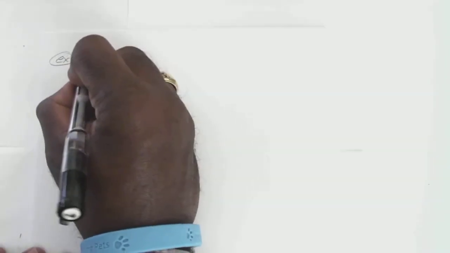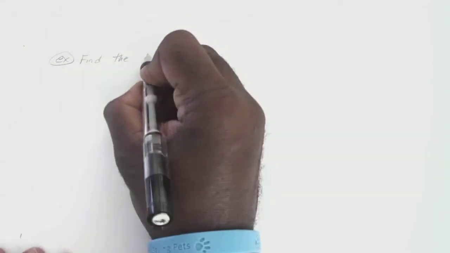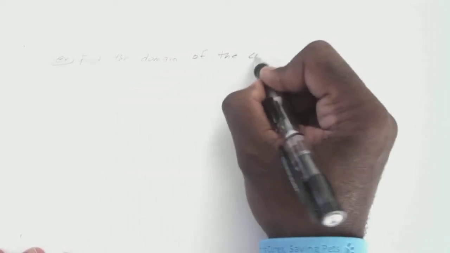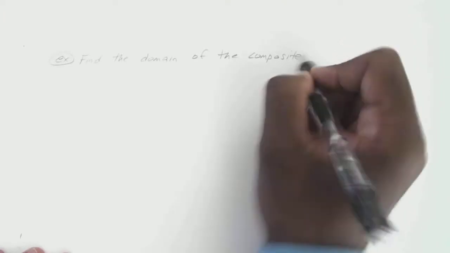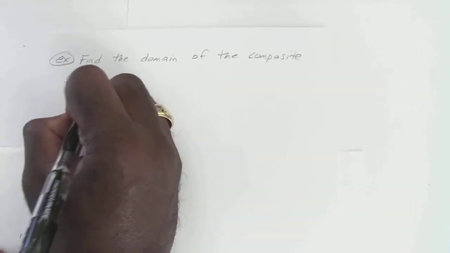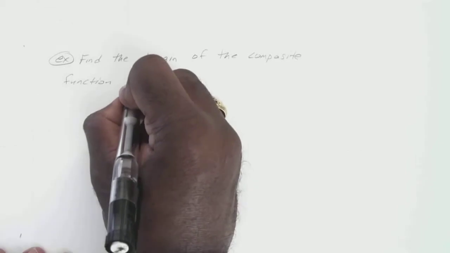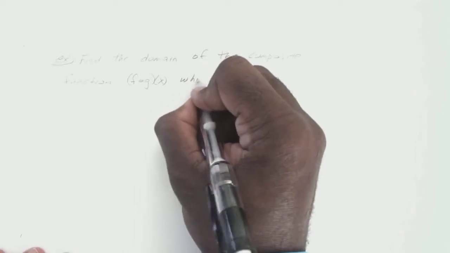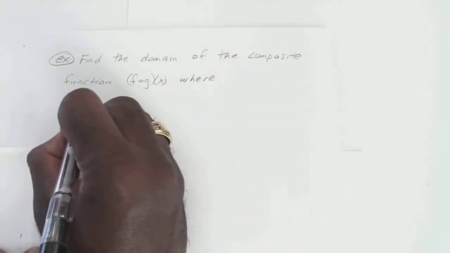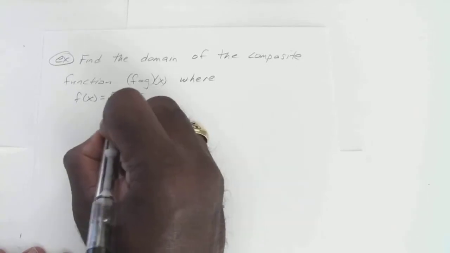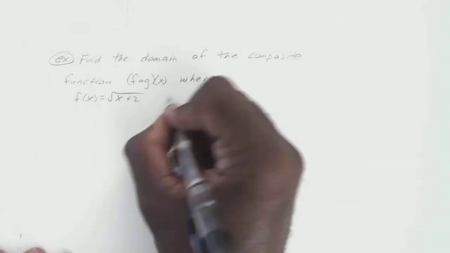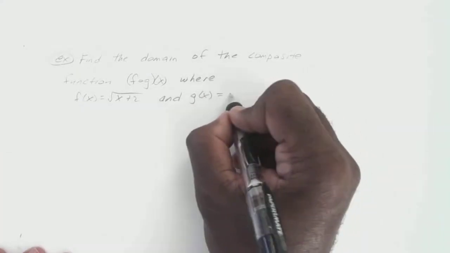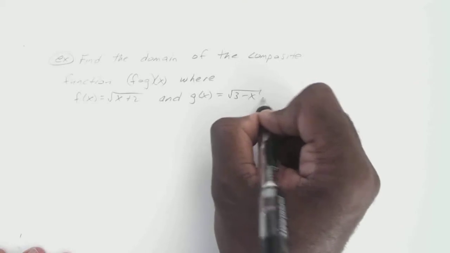Okay, so let's say we wanted to find the domain of the composite function, say f of g of x, where f of x is equal to the square root of x plus 2, and g of x is equal to the square root of 3 minus x.